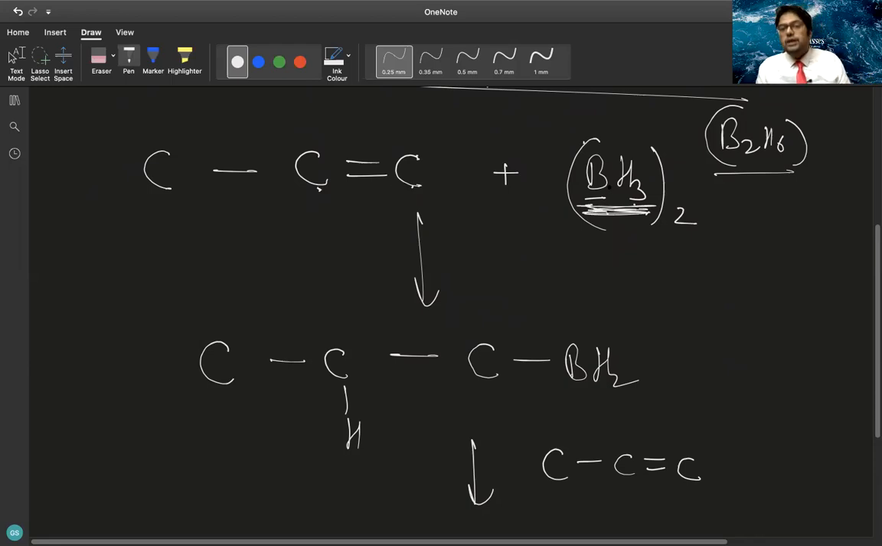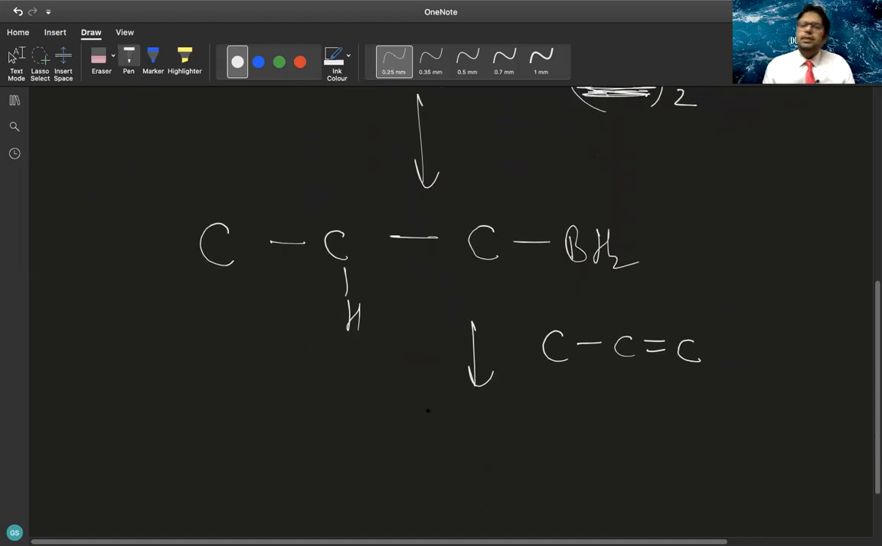So what boron is doing, boron is getting rid of these hydrogens, or rather say hydride, because it is H minus, and trying to form a bond with carbon. Very simple. So these three hydrogens can be replaced, and boron can form these three bonds.